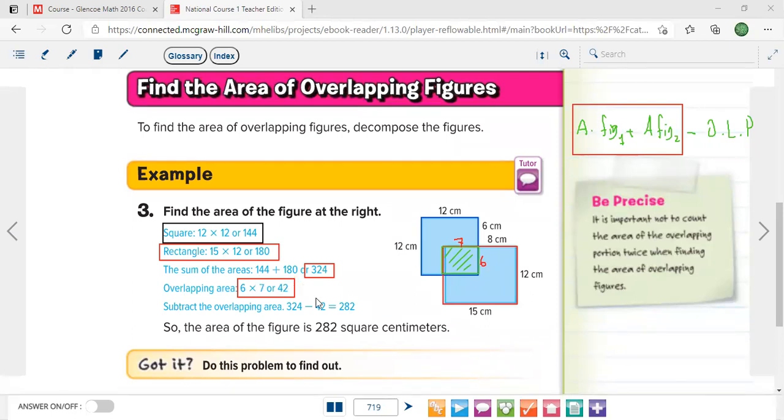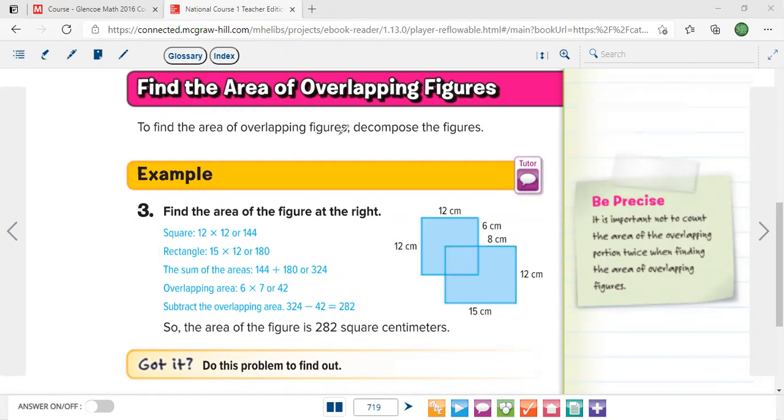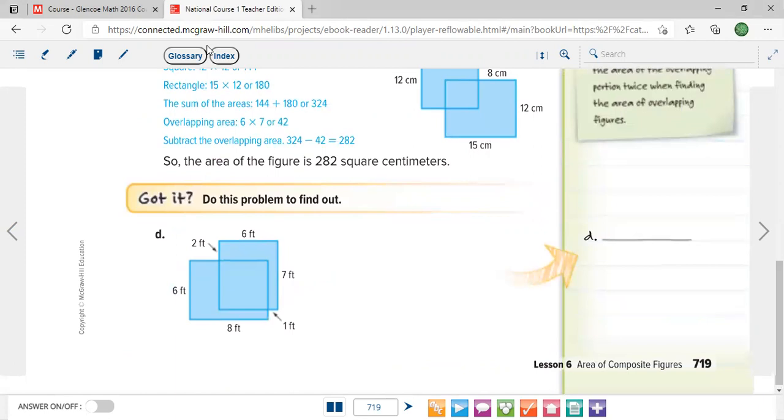Now we subtract: 324 minus 42 will give you the area without the overlapping part. So consider it as a rule: area of figure 1 plus area of figure 2 minus the overlapping part. Let's take an example to make everything clear. I'll find now the area of the first figure.